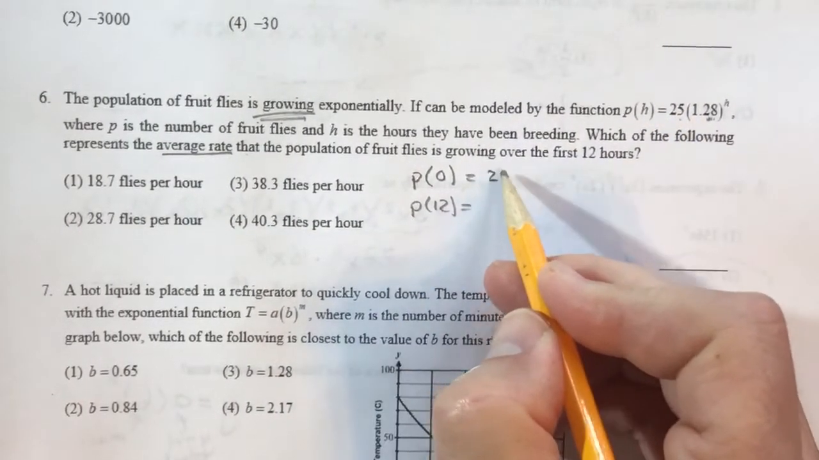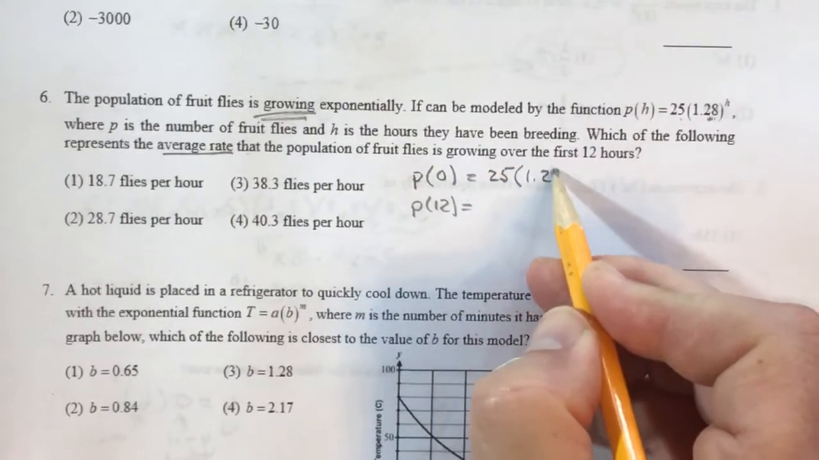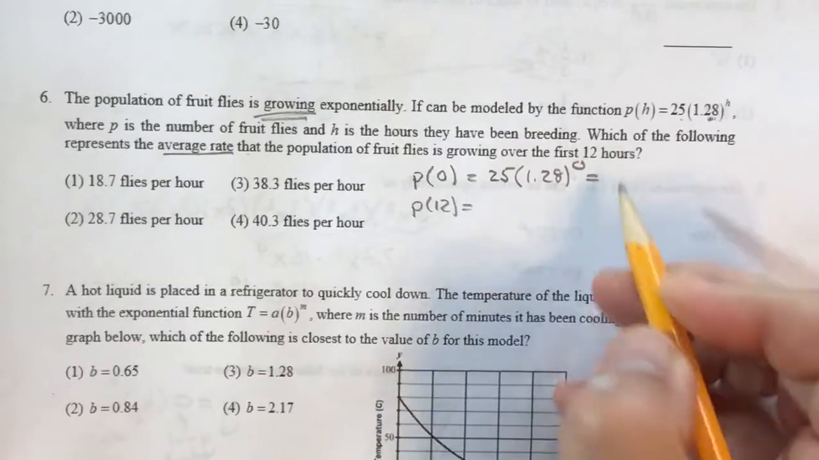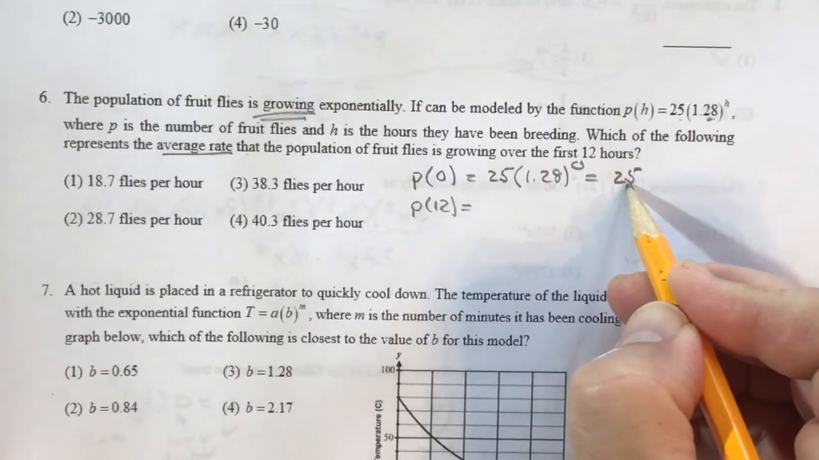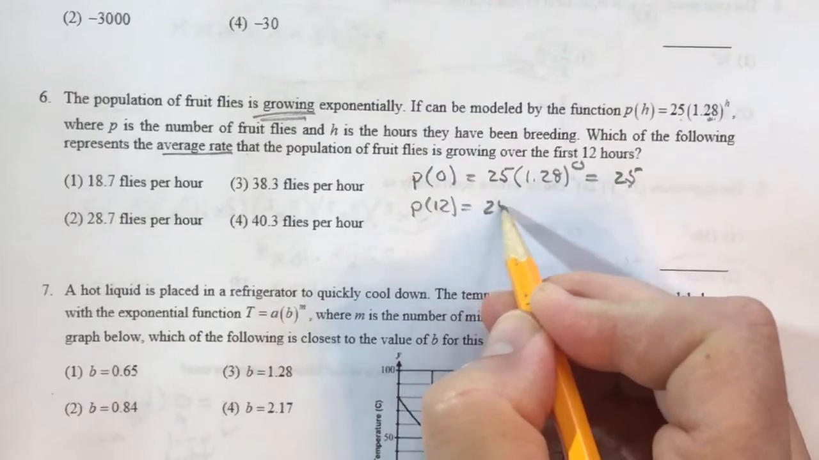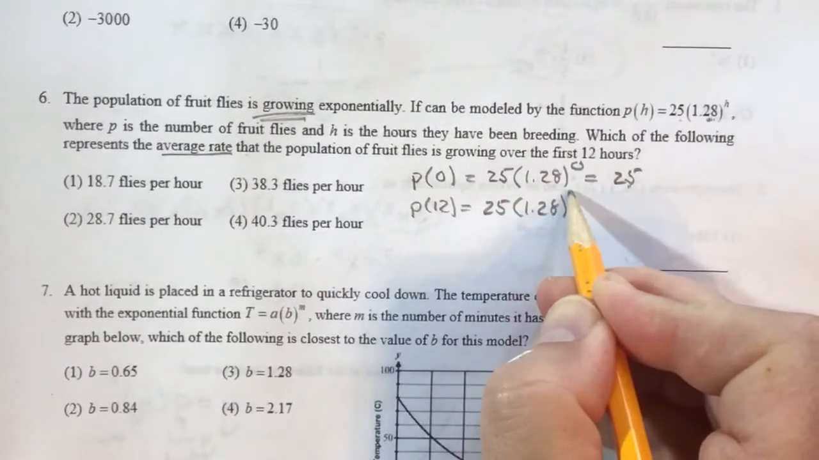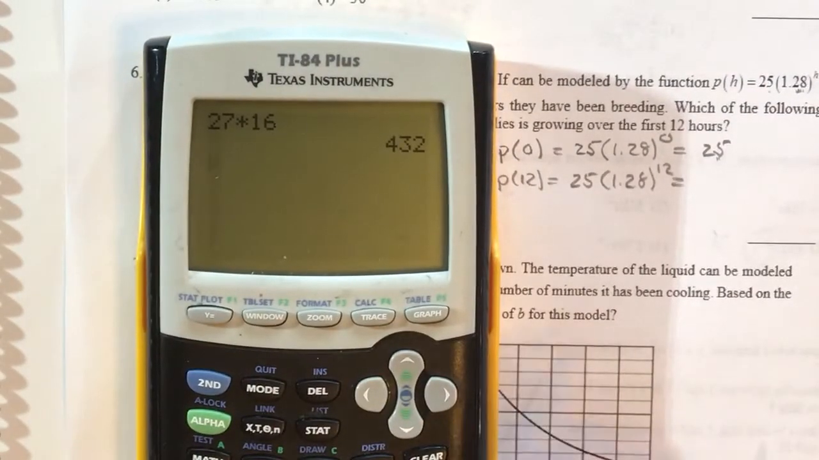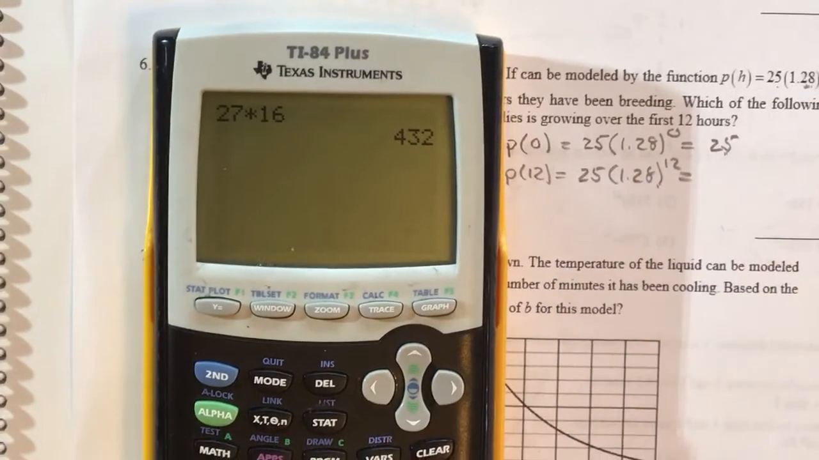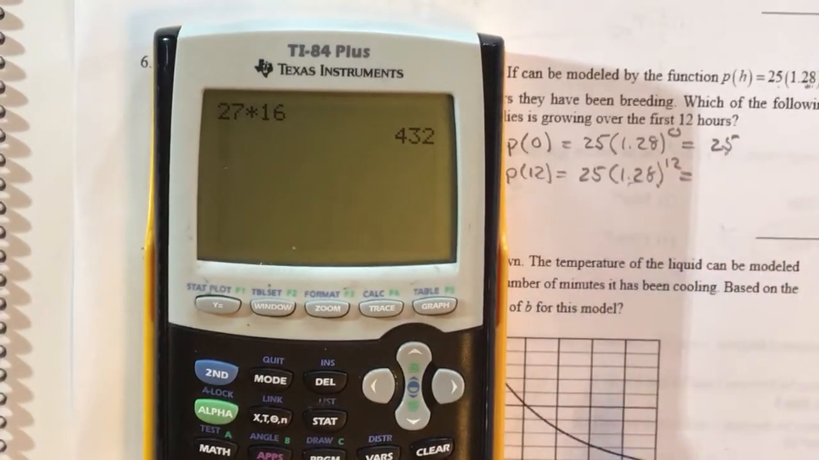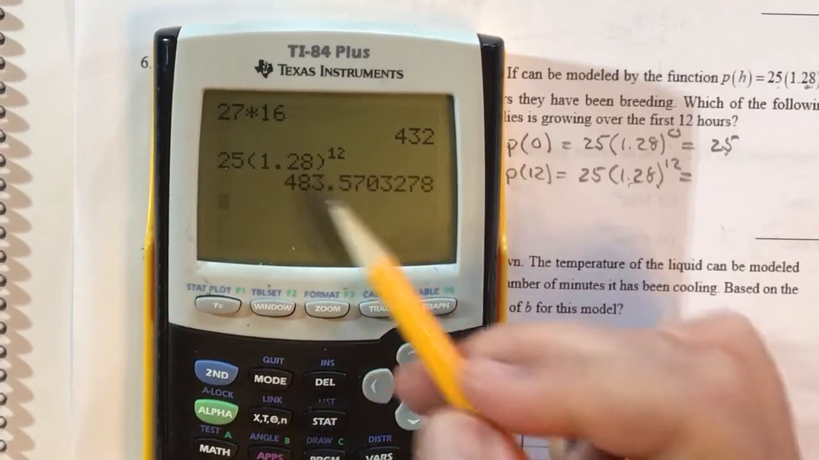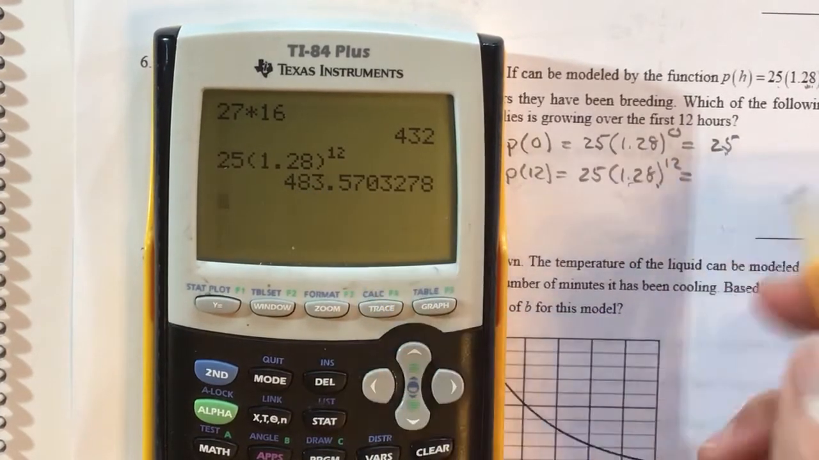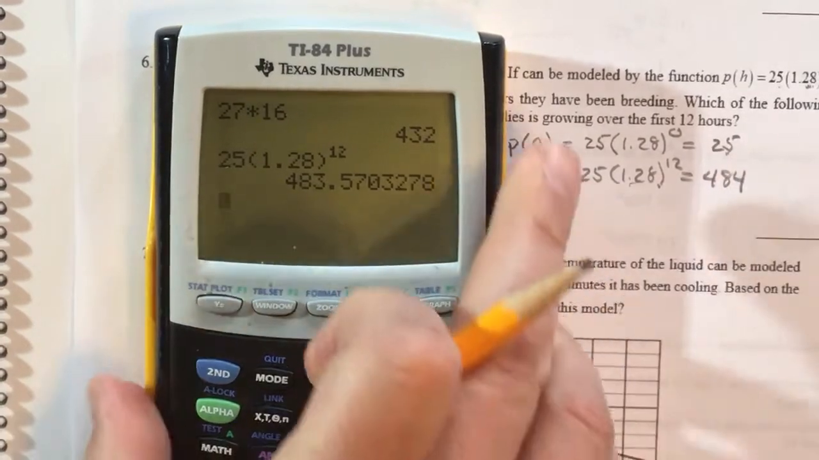If you plug 0 in, you get 25 times 1.28 raised to the 0. Anything raised to 0 is 1, so you're just going to get 25. That's what you started with, 25 fruit flies. 12 hours later, we have a whole lot more fruit flies. If you don't have a graphing calculator, my phone does this calculation. I have to turn it sideways, but you can do this on your iPhone or whatever phone you have. So 25 times 1.28 raised to the 12th power, 483, I'm going to round that off to about 484 fruit flies.